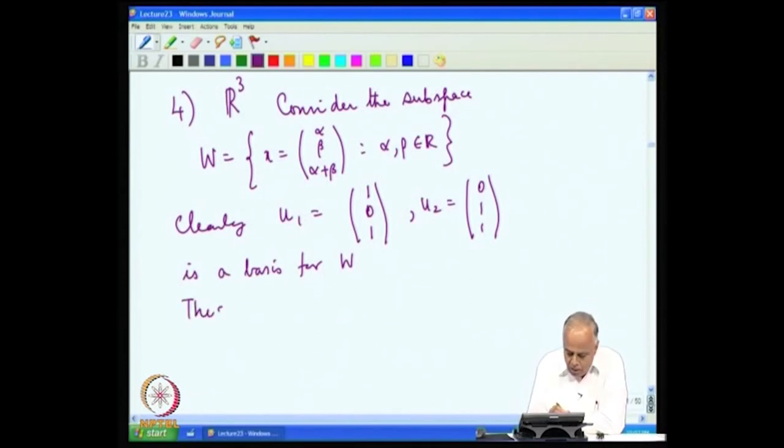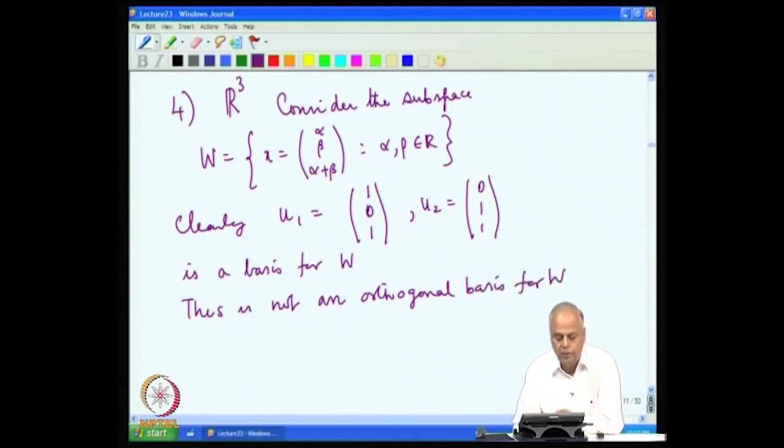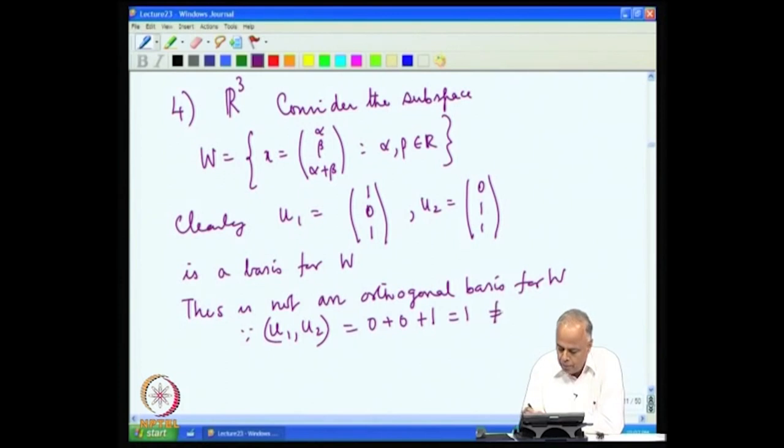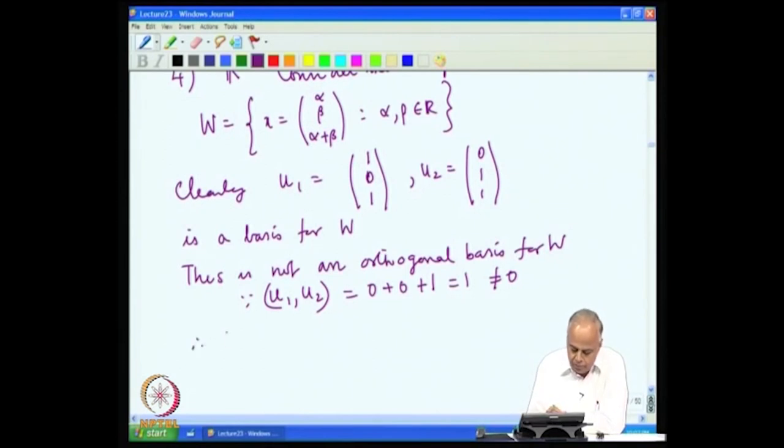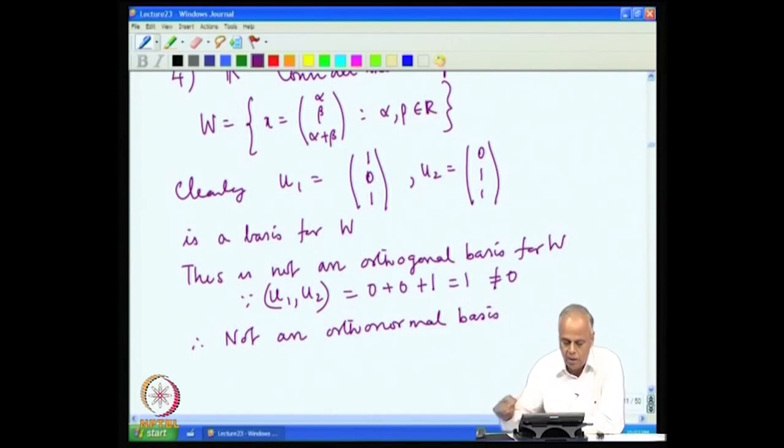However, this is not an orthogonal basis, because the two vectors are not orthogonal to each other. The inner product of U1 and U2 is 1 times 0, which is 0, plus 0 times 1, which is 0, but the product of the third components is 1 times 1. So the inner product of U1 and U2 is 1, not equal to 0, and therefore the vectors are not orthogonal, and therefore it does not form an orthogonal basis, and not even an orthonormal basis. It does not have either the orthogonality property or the normality property.